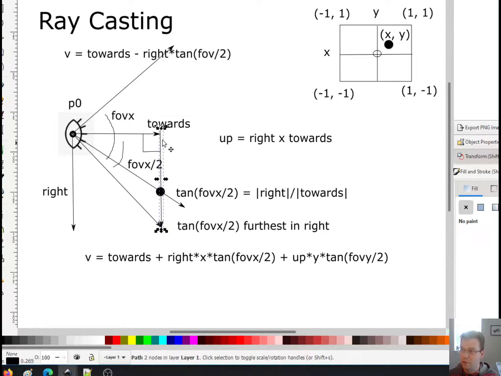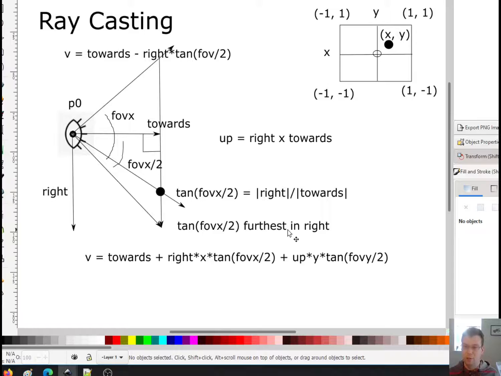By the way, we call this the viewing plane. So where the pixels go through here, that's called the viewing plane. So I'm setting this viewing plane here, and I'm shooting rays through those pixels, and all the rays come out of the eye. Okay.